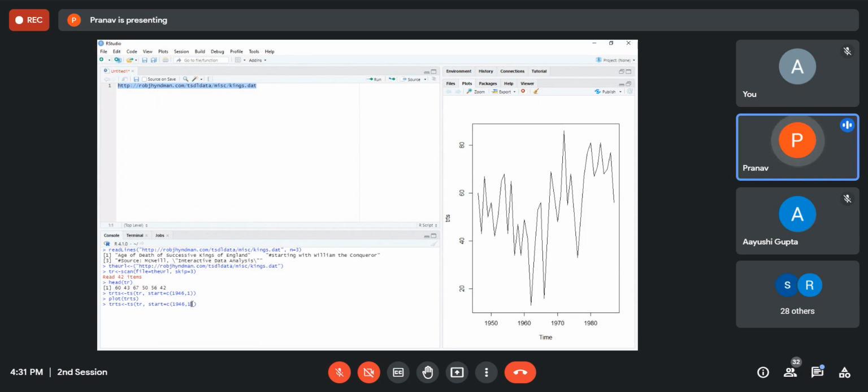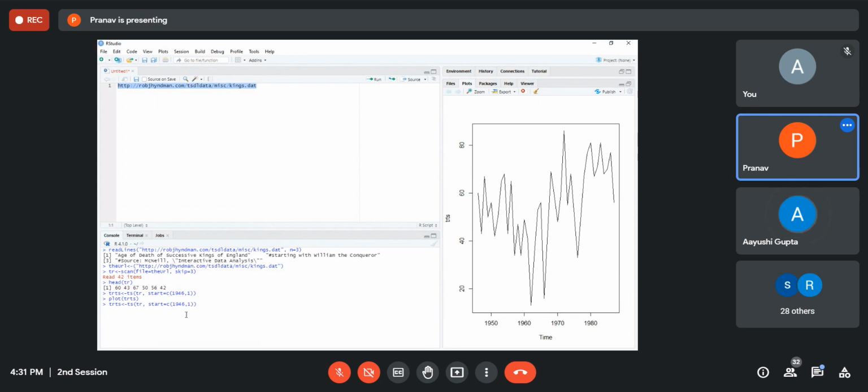I can also mention the end date. Here, since I have very little data, I have not mentioned it, but you can also mention the end date. And why have I used C? Because this is a vector. So what does the TS function do? TS stores data into time series format.